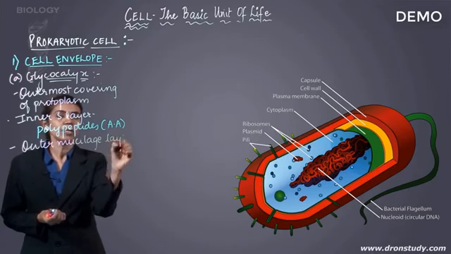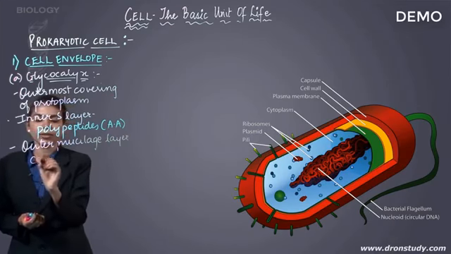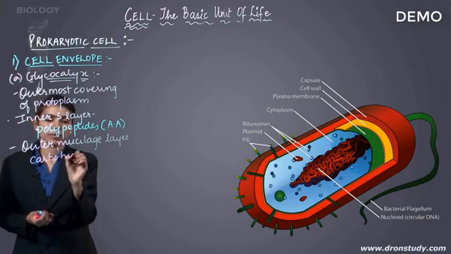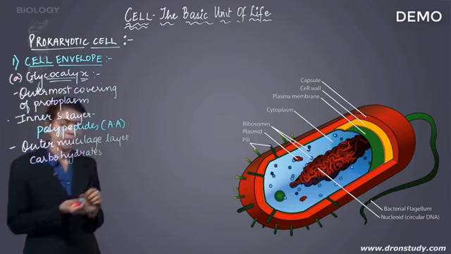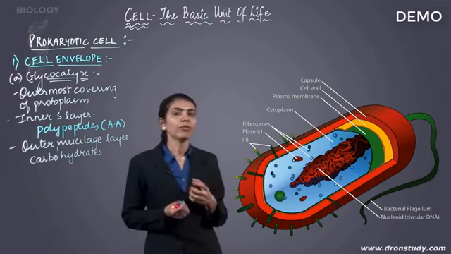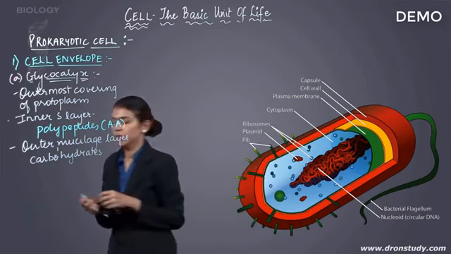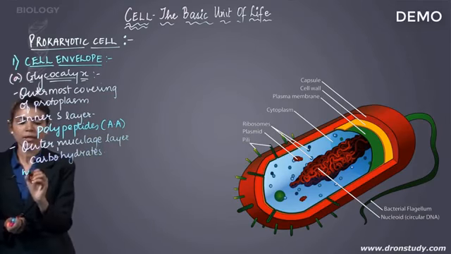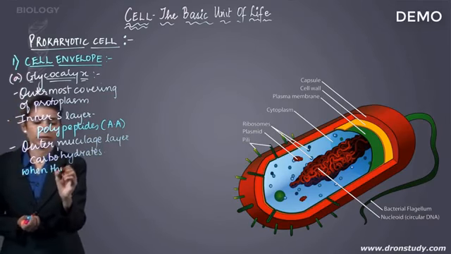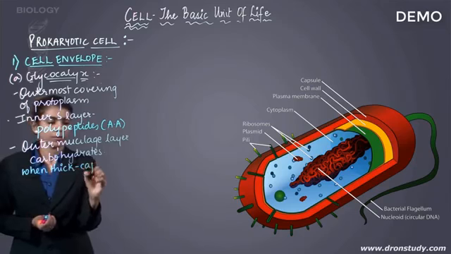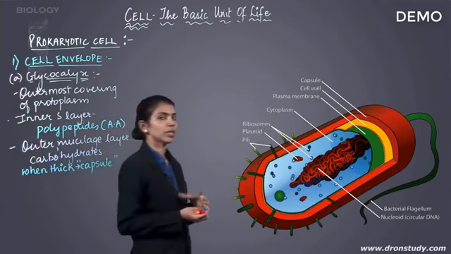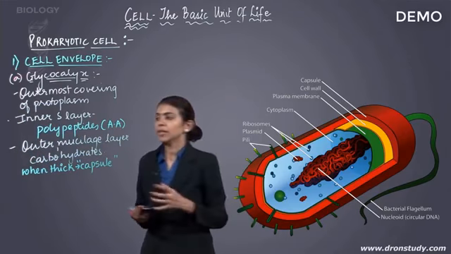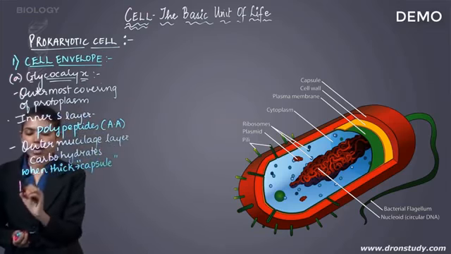And this outer mucilage layer is rich in carbohydrates. Now when this outer mucilage layer is thick, it forms what is called a capsule. So when thick, it forms a capsule. Now what are the functions of this outermost layer, the glycocalyx?